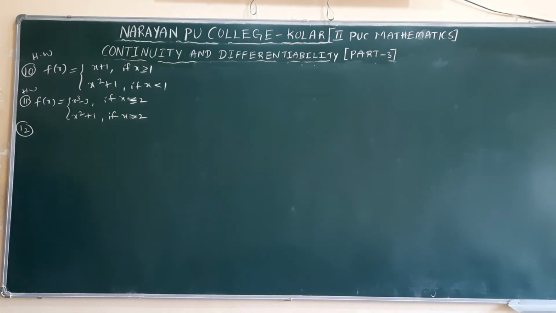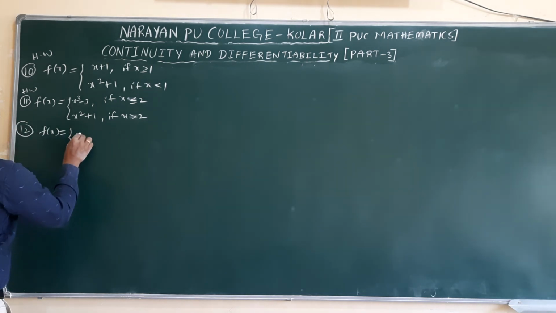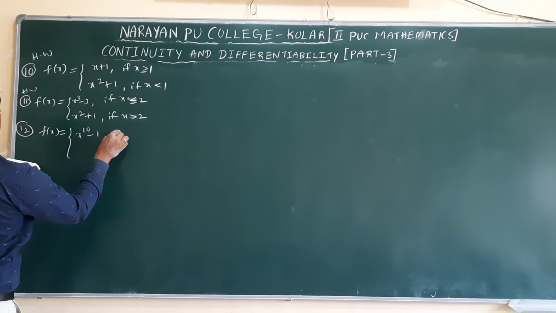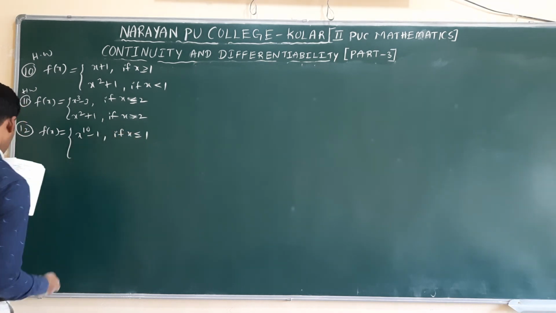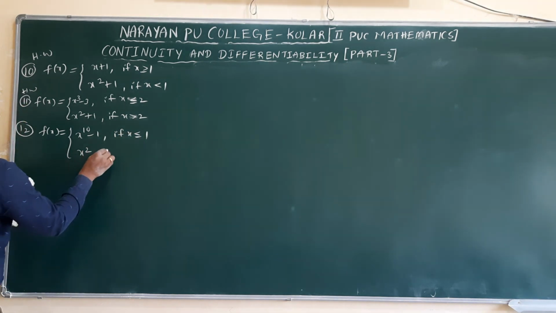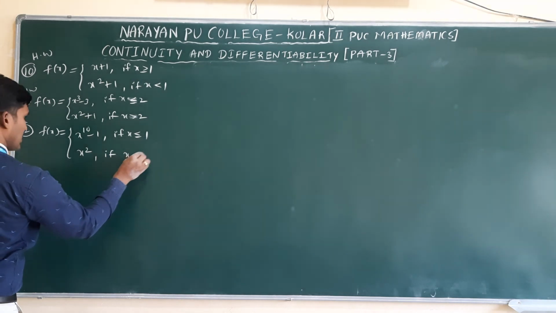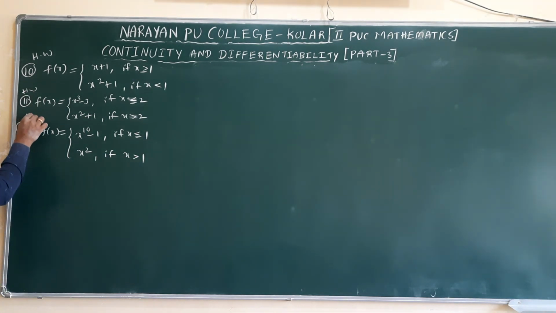Next, the 12th question is also homework. f of x equal to, same model, 3 cases for each: x power 10 minus 1 if x is less than or equal to 1, x square if x is greater than 1. This is also homework. 13 also has the same model.